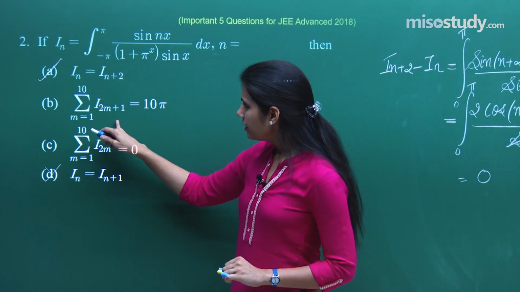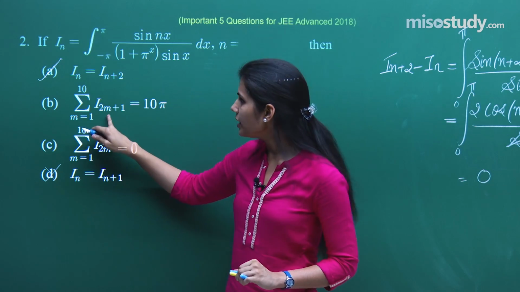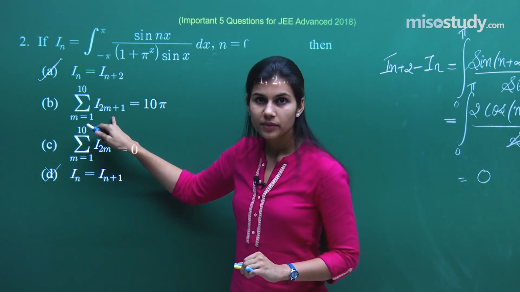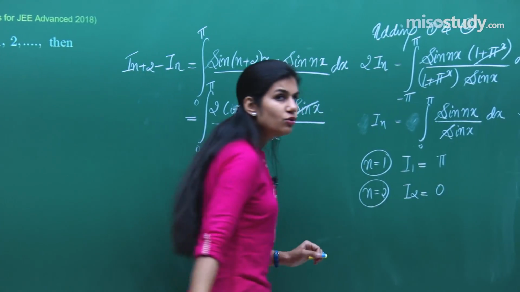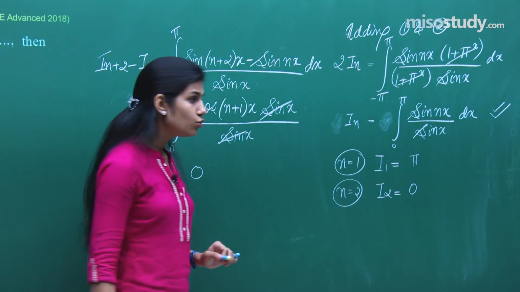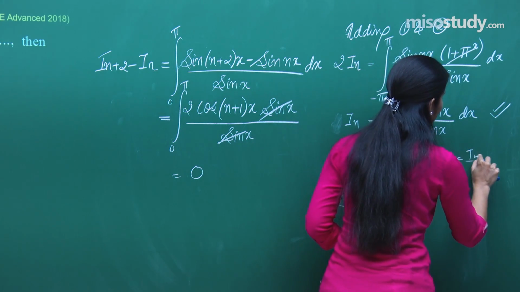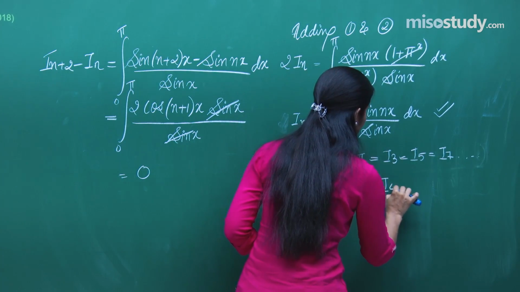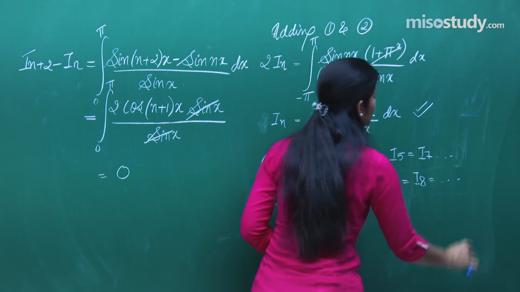Right? Here it's trying to say, when you add I to m plus 1 for m varying from 1 to 10, when you put m equals 1, you get I3. Now I1 is what? I1 is pi. And you know In is equal to In plus 2. So I1 is equal to I3 is equal to I5 is equal to I7 and so on. And I2 is equal to I4 is equal to I6 is equal to I8 and so on.